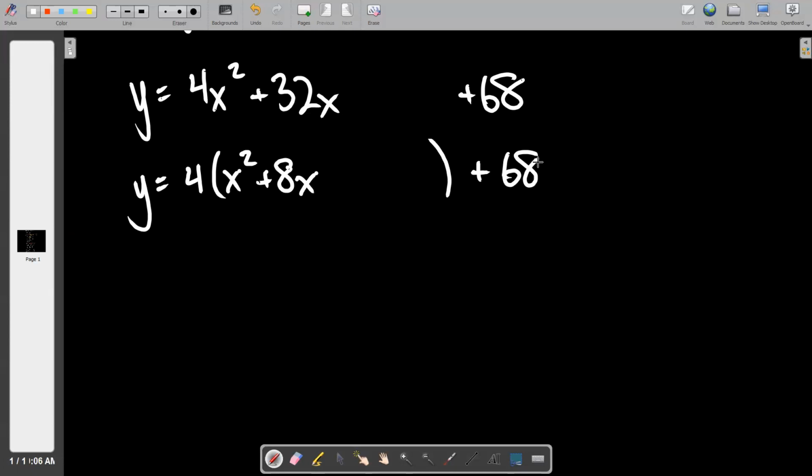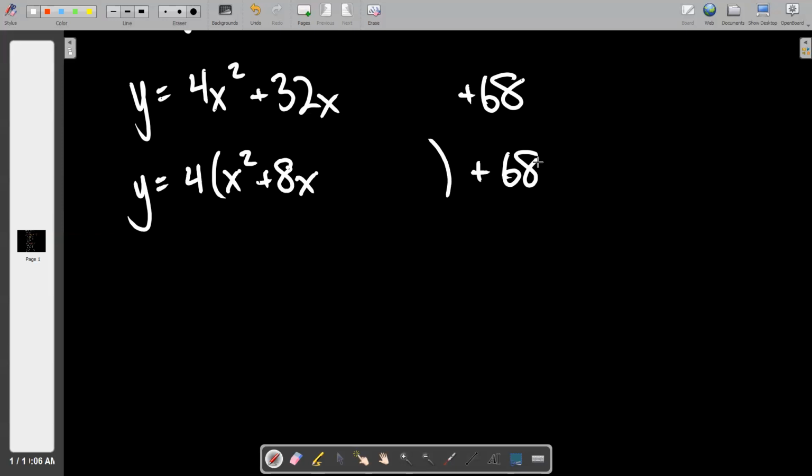So again, we're dividing, but we're not breaking any laws here because the 4 isn't dividing itself into oblivion. It's still there. It's like, hey, I'm still here. You just basically pulled me out of the 4x squared and out of the 32x. I'm still here. So no math gods are upset. And now what we're going to do is complete the square.